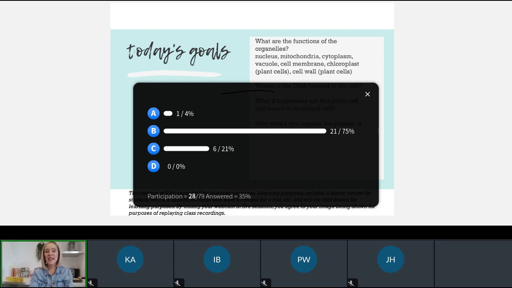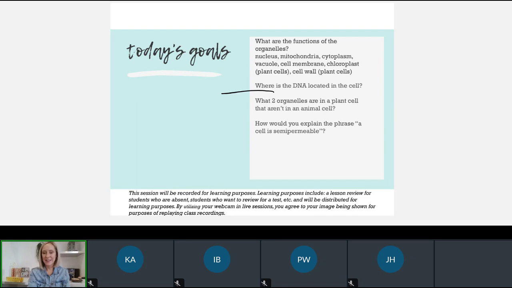And some of you are saying the difference between plant and animal cell organisms. What would be the one organelle that you know is in a plant cell that is not in an animal cell? Don't hesitate. I think you know this one too.